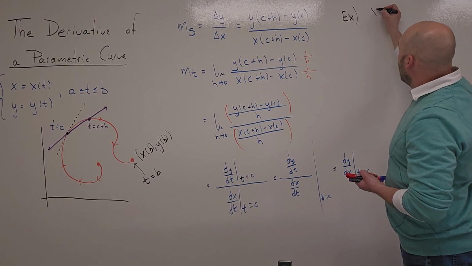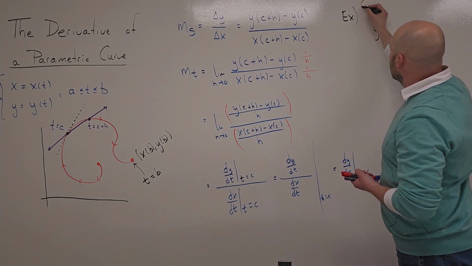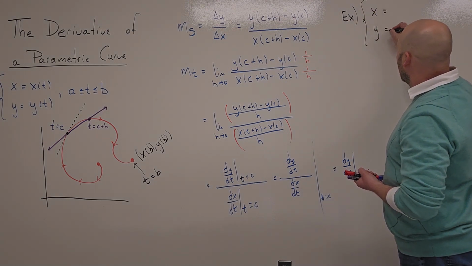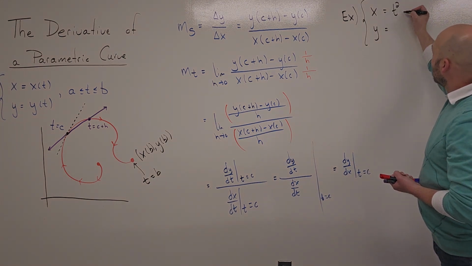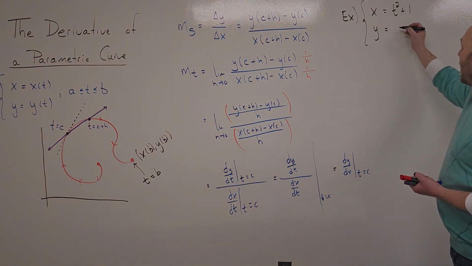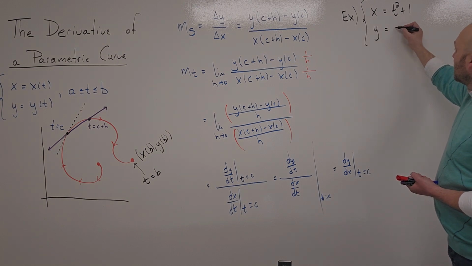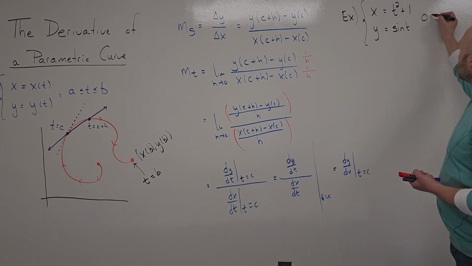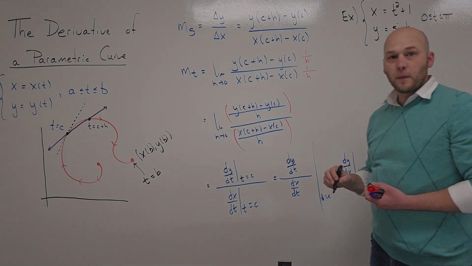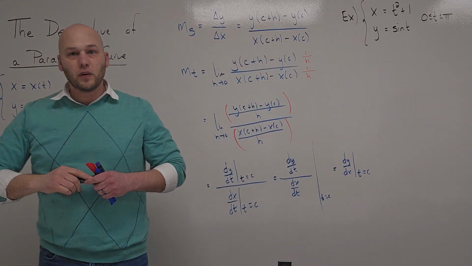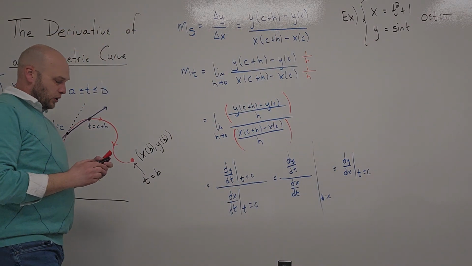Let's say my parametric curve is given by the following. x is t squared plus 1, and y is going to be the sine of t. And let's say the t values range from 0 to pi. Let's say I want to find the first derivative of that. So, solution.